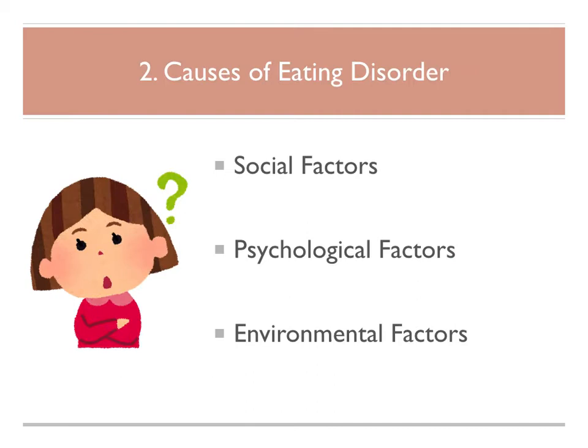An eating disorder is a complicated disorder and is affected by many factors. The exact cause of anorexia is unclear, but it is generally believed that a combination of biological, psychological and/or environmental abnormalities contributes to the onset of these diseases. This time I explain the social factor, the psychological factor and the environmental factor.